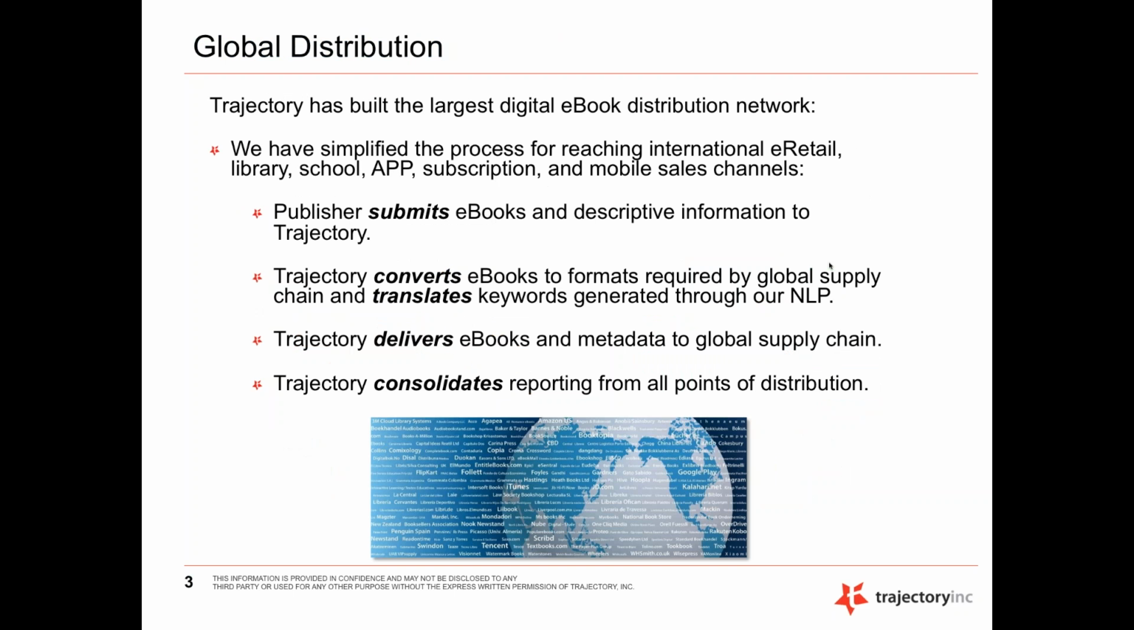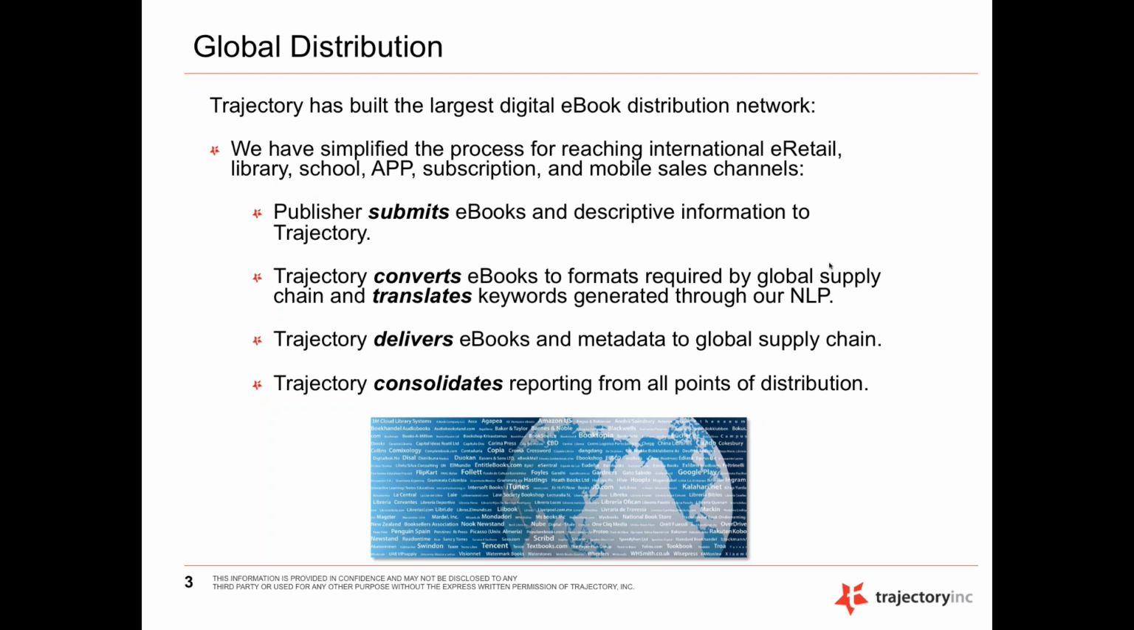And again, our distribution is pretty straightforward. A publishing partner would submit to us their ebook. We then convert that into whatever is required by the global supply chain. There's 16 different formats. We're reaching over 300 different possible points of distribution. And then that represents about 230,000 endpoints globally.